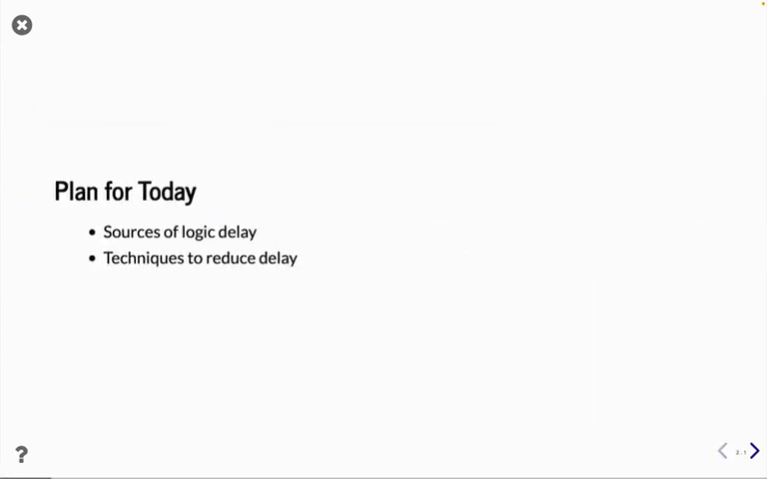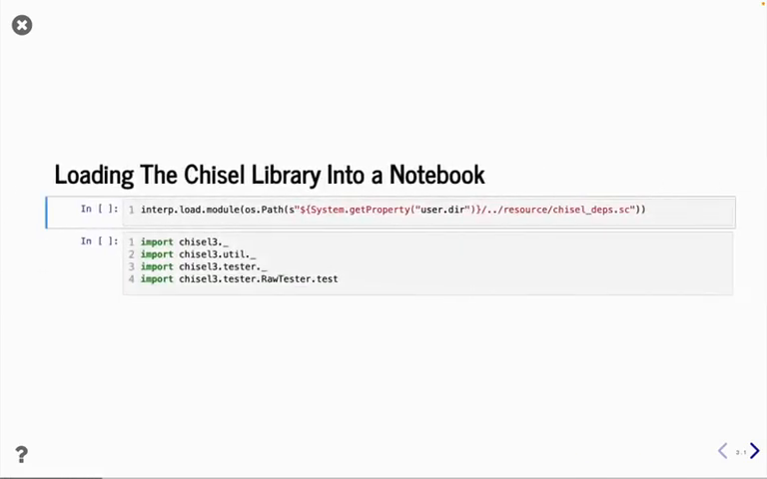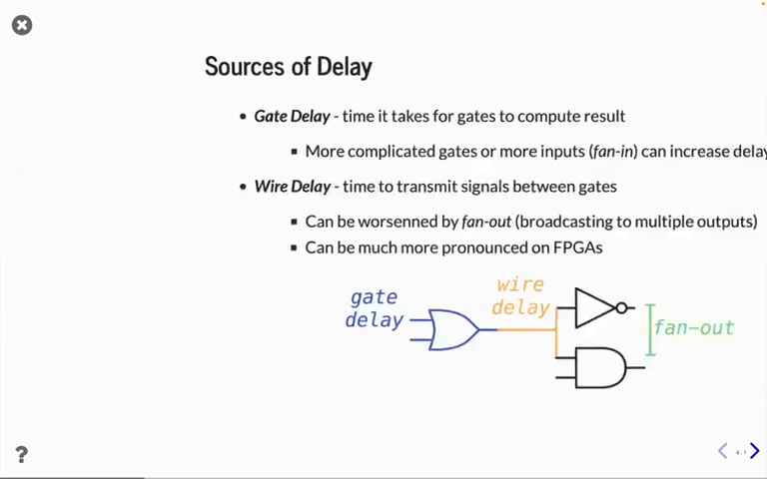Okay, so like I said, we're going to talk about both what causes delay in our circuits and how we can try to reduce it. Okay, so actually there will be a code example at the very end, so I might as well open a notebook now. There we go. Okay.